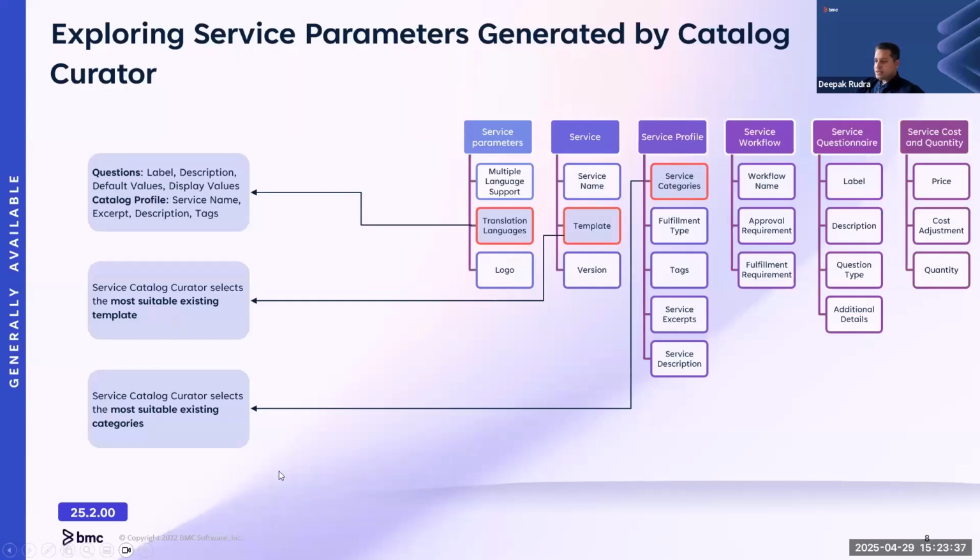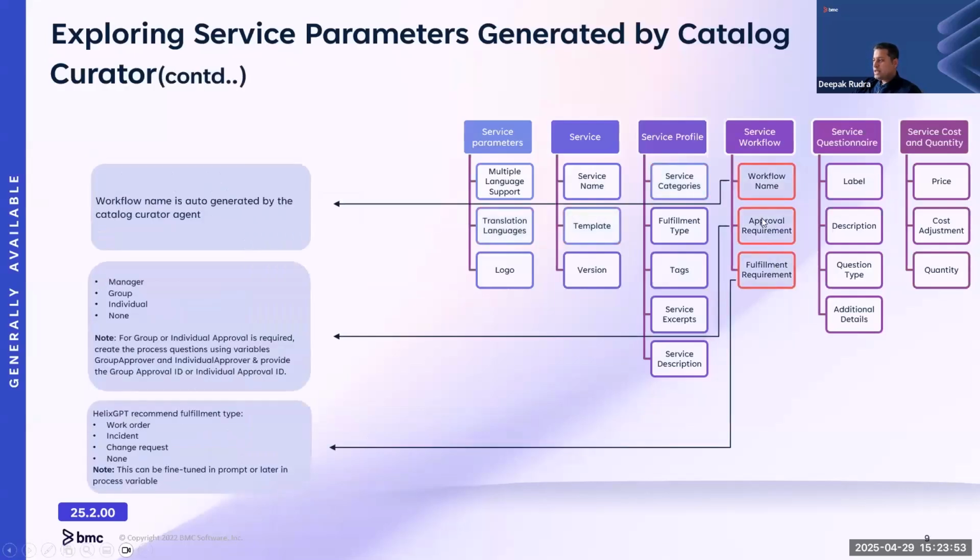Same for service categories. It's going to pick the most suitable category that you already have in your system. You cannot create a new one right now. In future, we may, and we are targeting that. But I'm just trying to tell you right now what's possible.